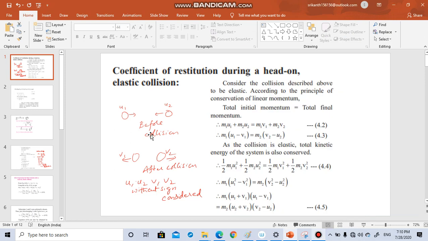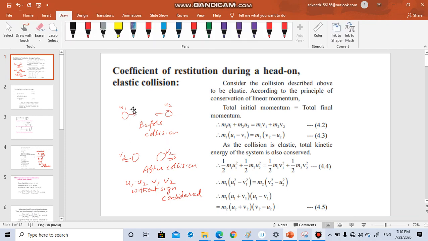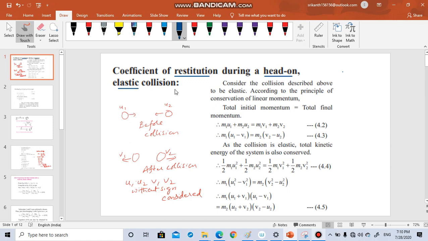Students, let us discuss some more points about coefficient of restitution where we left off yesterday. Let me just add this one pen. Okay, we are calculating coefficient of restitution. We are exploring different cases. So we are talking about head-on elastic collision. We discussed two collisions yesterday, elastic collision and inelastic collision.